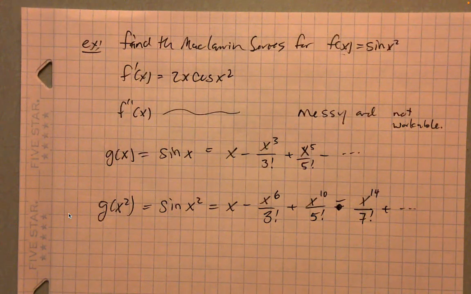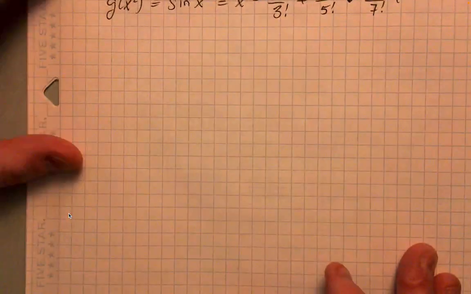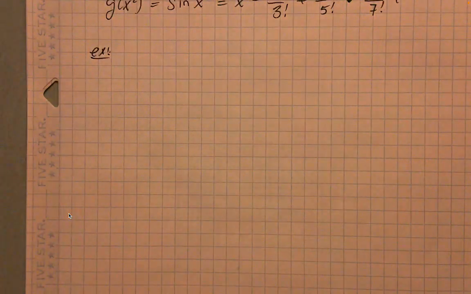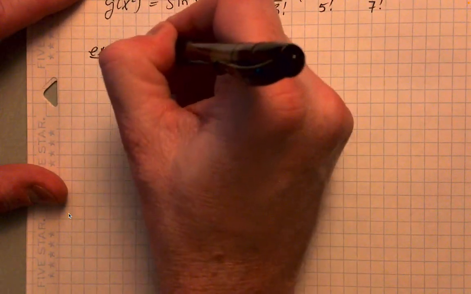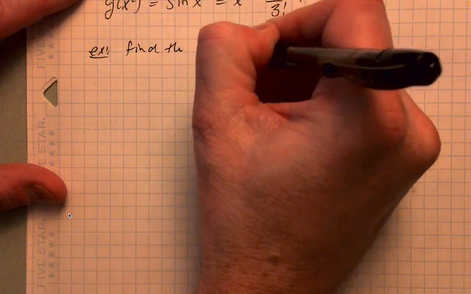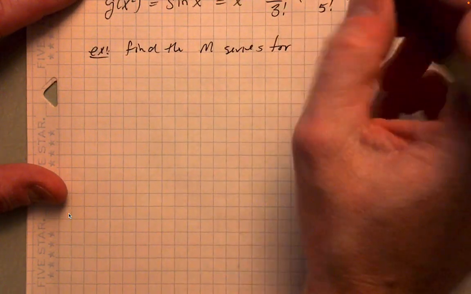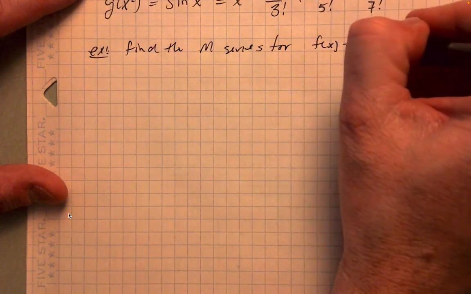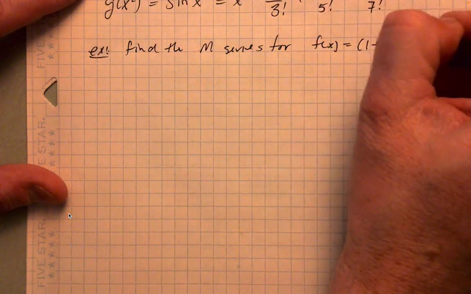Okay, how about another example? One more example. I keep saying one more, I just can't stop. Let's find the Maclaurin series for f of x equals 1 plus x to the k power.